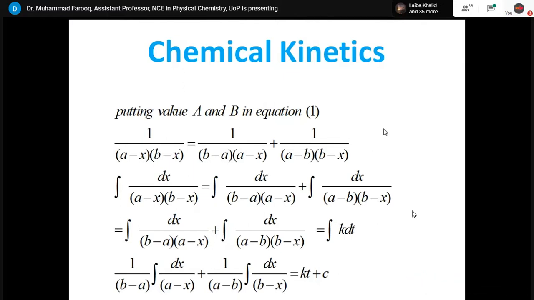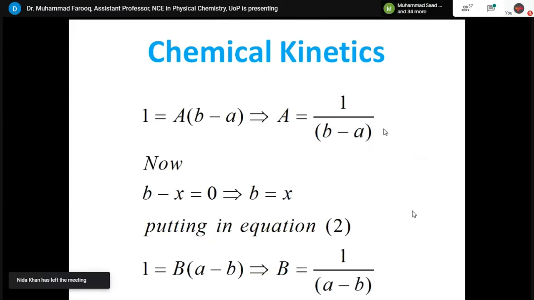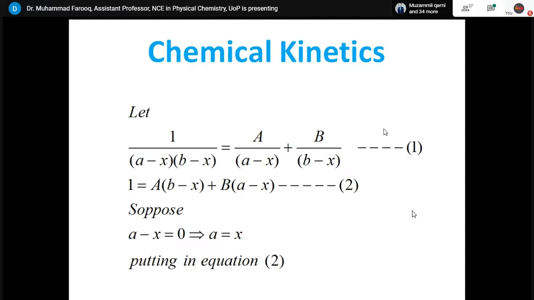Now, sir, if this is equation number 1, you can see 1 over (a minus x)(b minus x) is equal to A divided by a minus x plus B divided by b minus x. I determine the value of A and B. A value is 1 over b minus a. B value is 1 over a minus b. Putting this A and B value in equation 1.